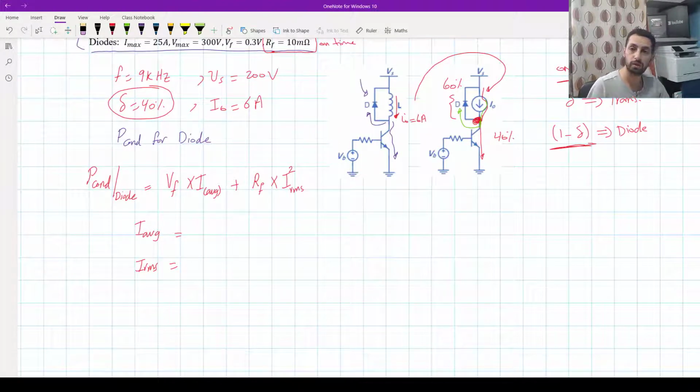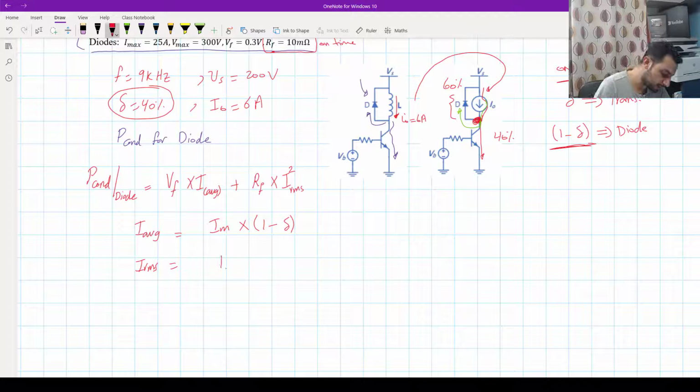So when I want to calculate the average current, I average equals I max times the on time, and the on time is 1 minus delta, not delta itself, okay? And for the RMS value, it's I max multiplied by the square root of 1 minus delta, which is the on time. So I average is I max, 6 amp, times 1 minus 0.4, and I RMS is 6 amp multiplied by the square root of 1 minus 0.4.